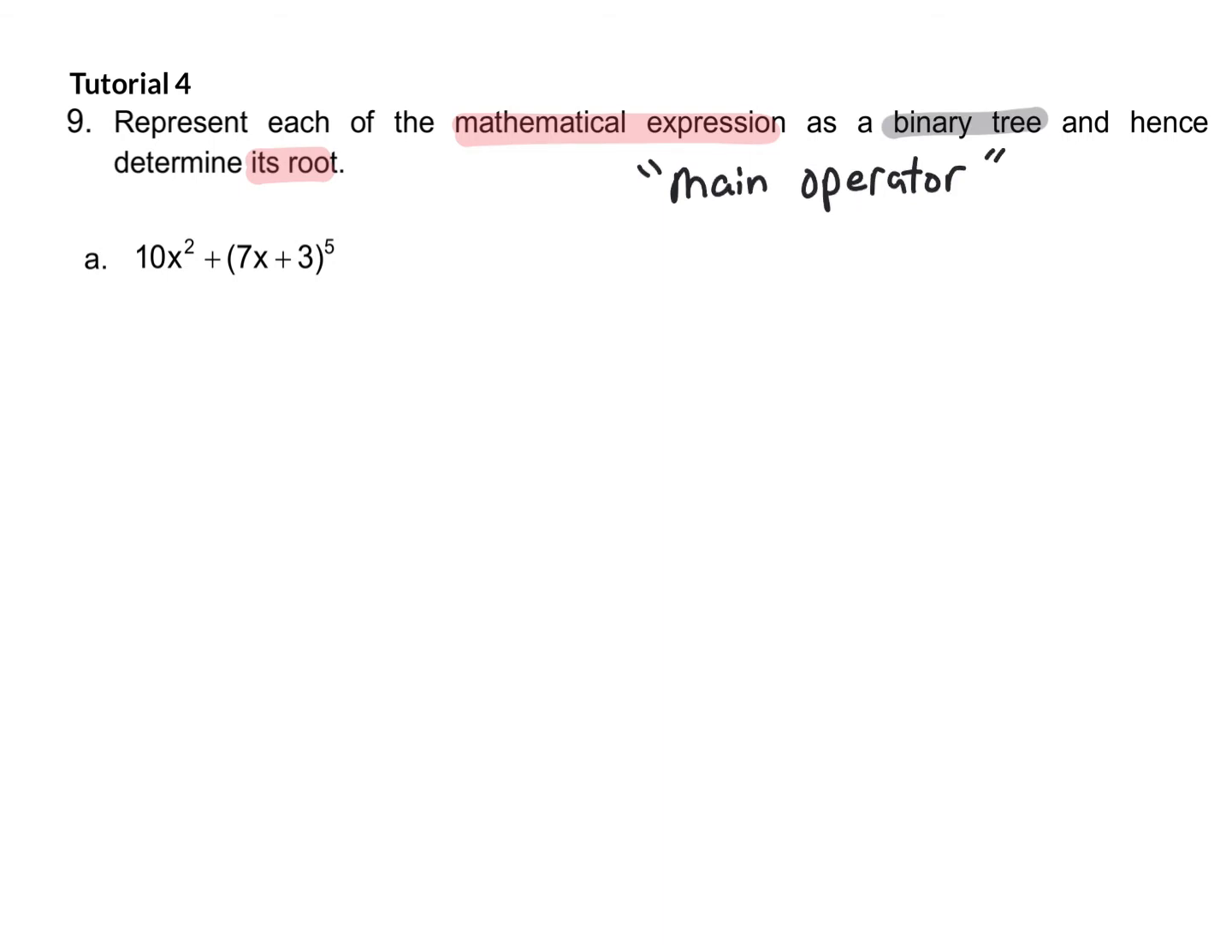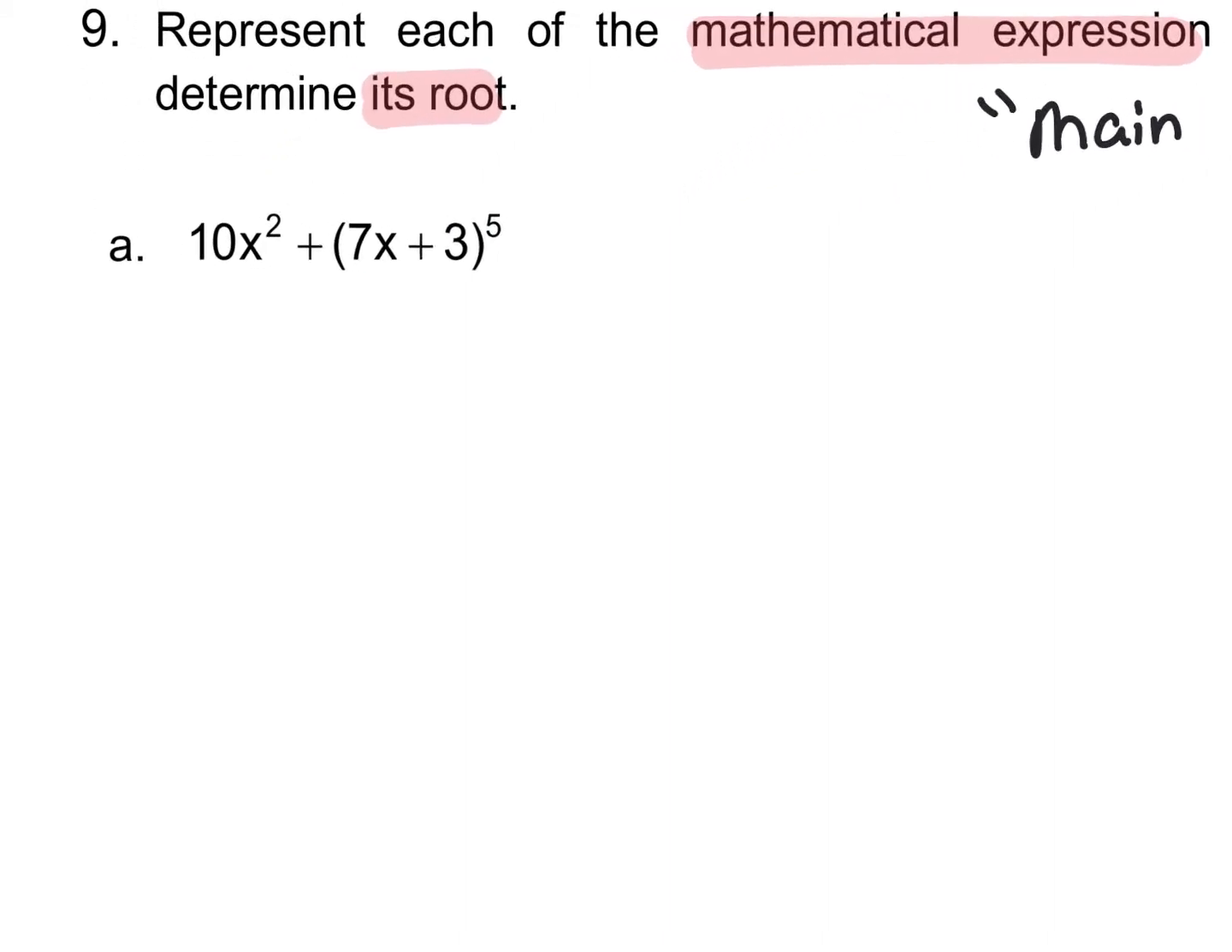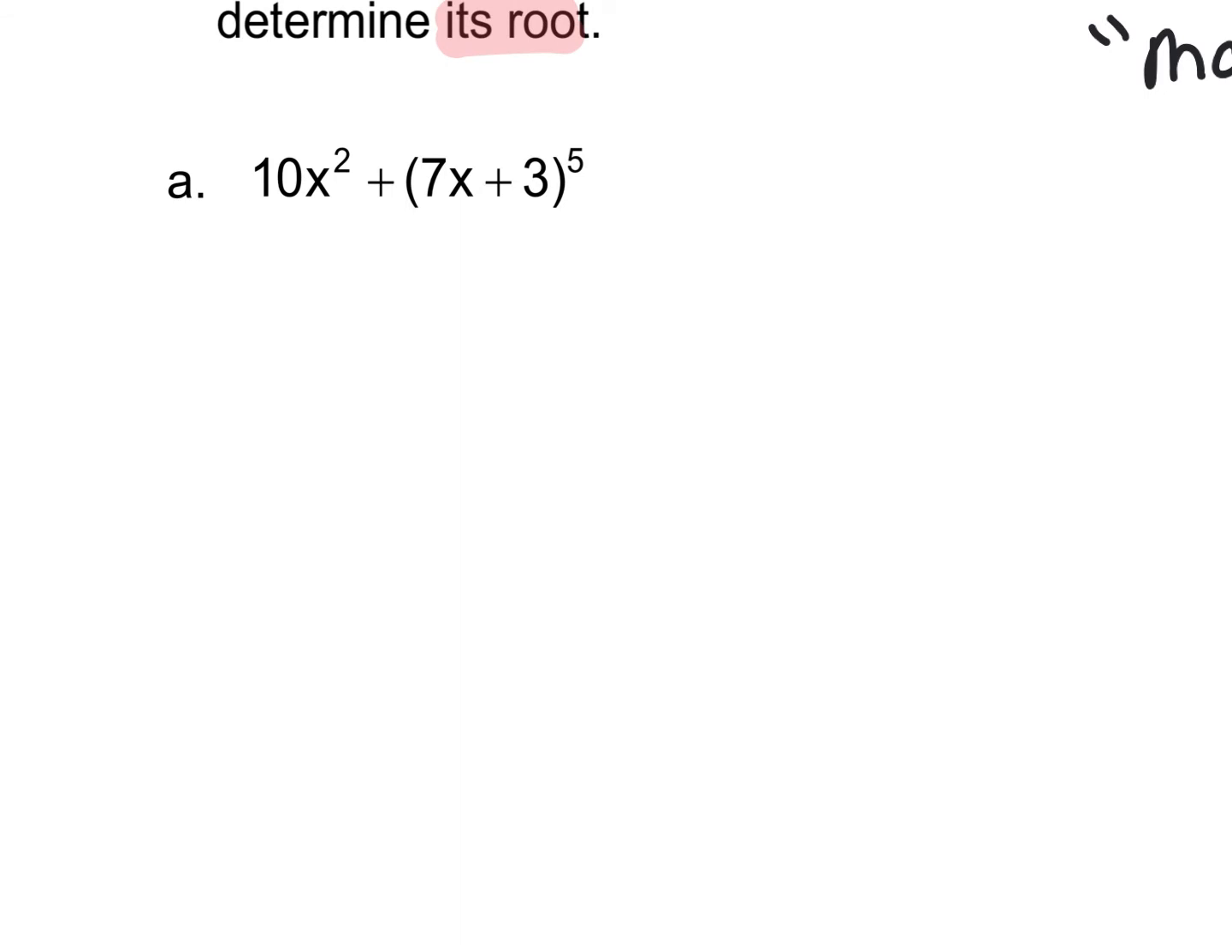So for the first question, number 9a here, given is 10x squared plus 7x plus 3 to the power of 5. So now we will decide what is the main operator for this question. So here, this addition should be the main operator, right? So our step will start with this plus.